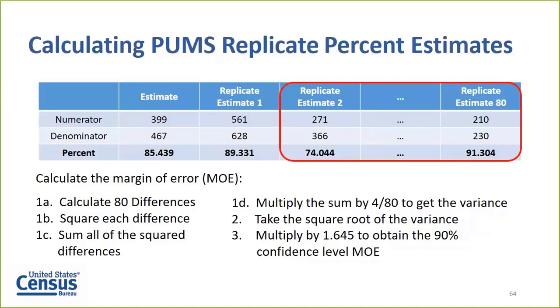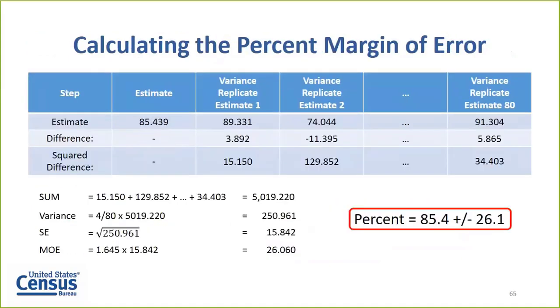Once you have the percent and 80 replicate percent estimates, use the steps at the bottom of the slides to calculate the variance and then the margin of error. And these are the same steps that we saw before. So here are the steps worked out. In the interest of time, I will not walk through them. However, if you do the steps we did before, you would obtain a percent estimate of 85.4% plus or minus 26.1. So the margin of error is 26.1.